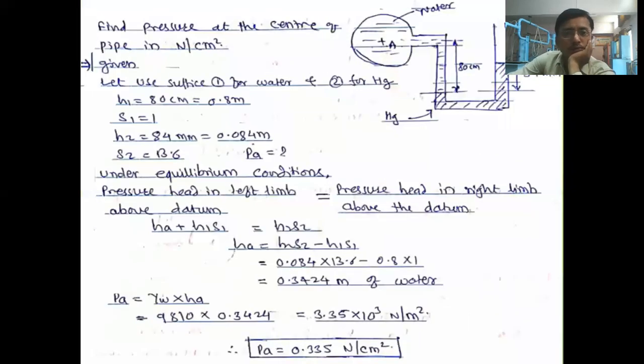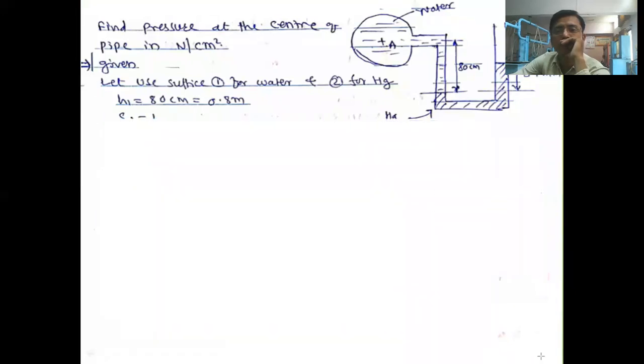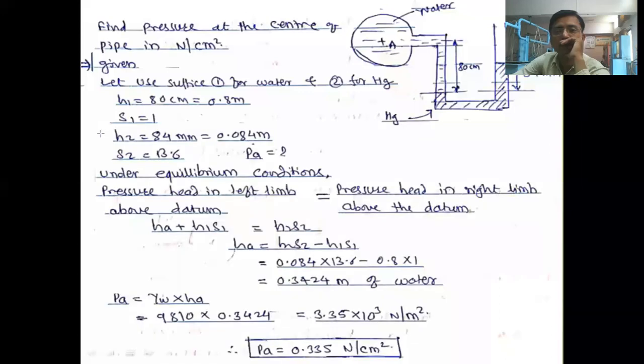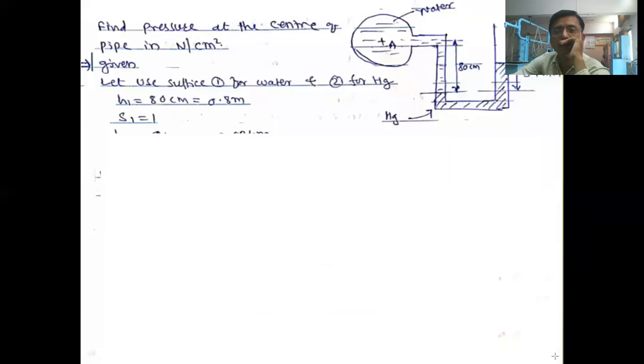So let us solve problems here. Write down the problem. Find pressure at the center of pipe in Newton per centimeter square. This is the problem. Which case is there? Positive pressure or negative pressure? Who will tell? Negative. Positive, sir. Positive. Correct. It's a positive case.